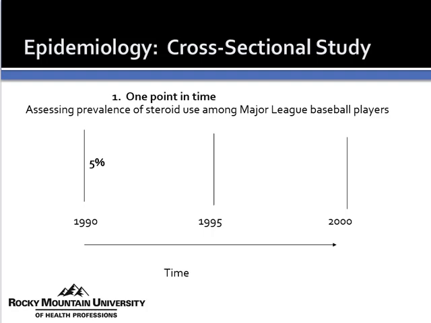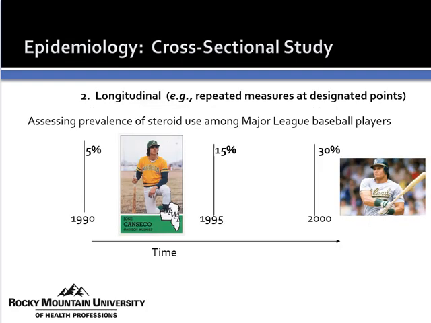If you just did it at one point in time, that'd be a point prevalence for the year of 1990. Maybe that's reported. Here is a study example, 5% of Major League Baseball players using steroids. But you could do it over time to look for trends. And we see these repeated measures, 15% in 1995, 30% in 2000.